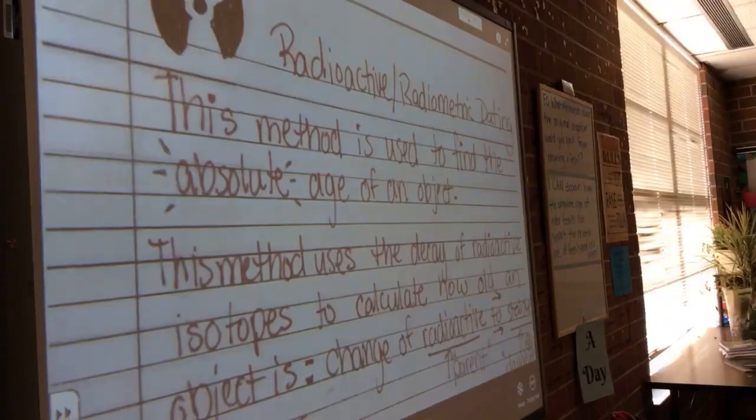You may also see absolute dating as radioactive dating, because we're looking at radioactive isotopes. Or you can see it as radiometric dating. I want you to be sure you know all those terms, so if it's on a test question and they ask, what's the radiometric dating that scientists use for fossils, you'll know they're talking about absolute dating.